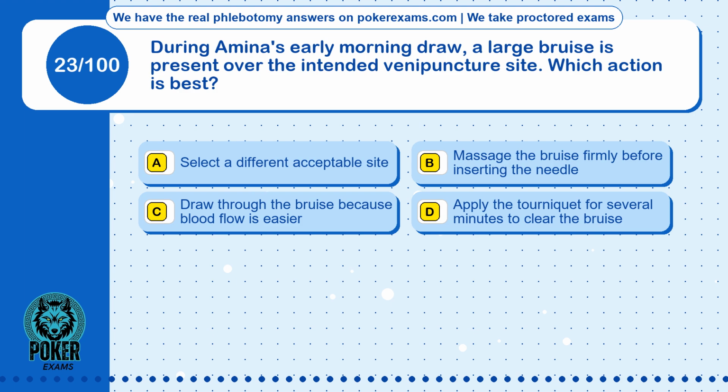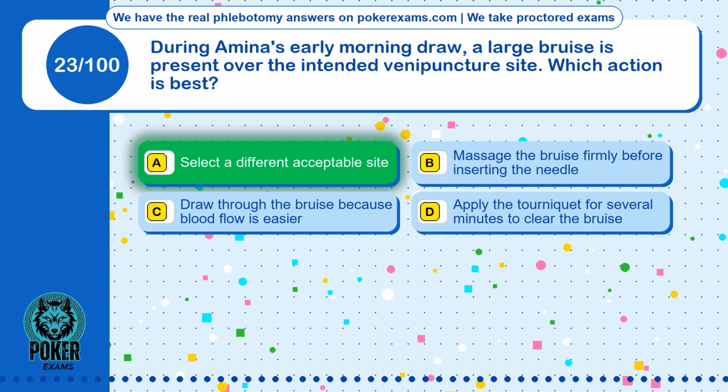Question 23. During Amina's early morning draw, a large bruise is present over the intended venipuncture site. Which action is best? Option A, select a different acceptable site. Option B, massage the bruise firmly before inserting the needle. Option C, draw through the bruise because blood flow is easier. Option D, apply the tourniquet for several minutes to clear the bruise.